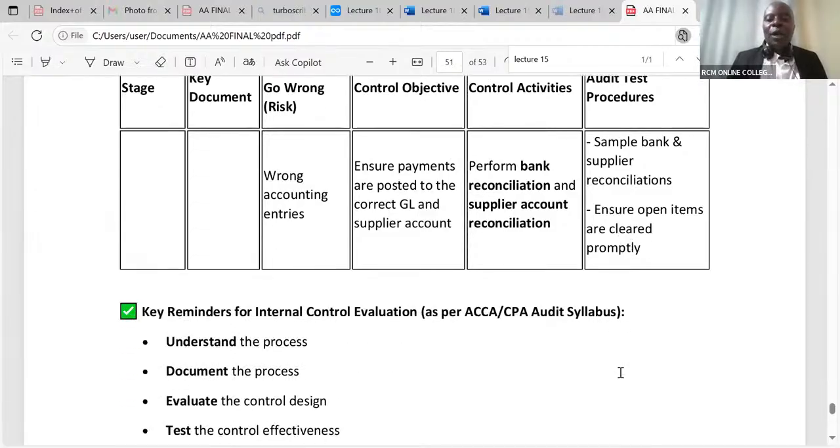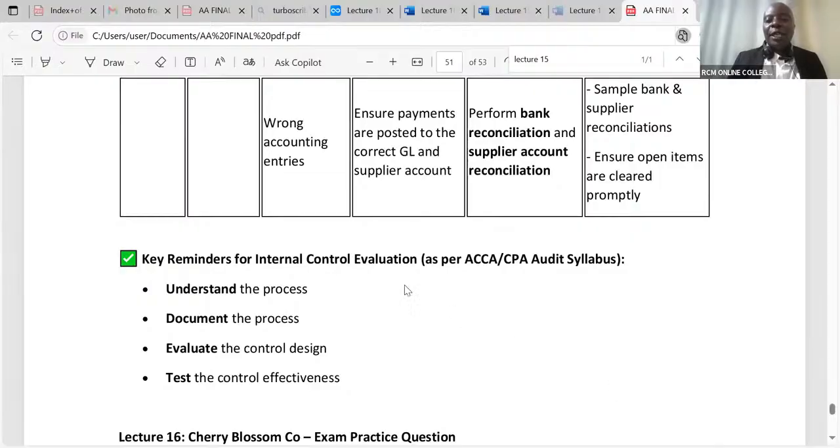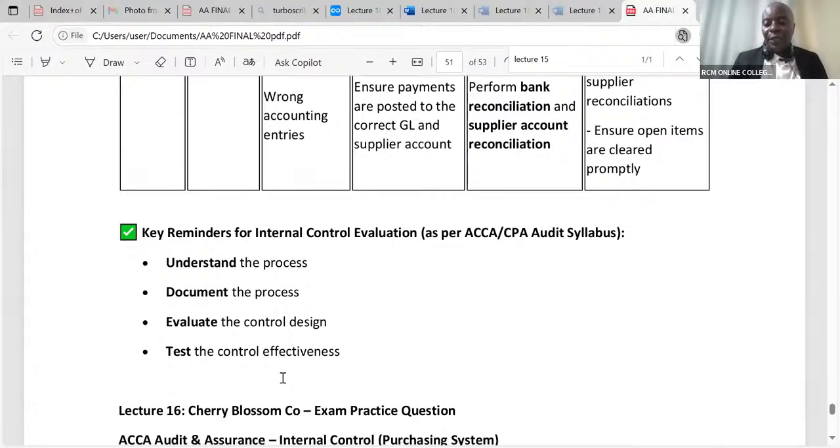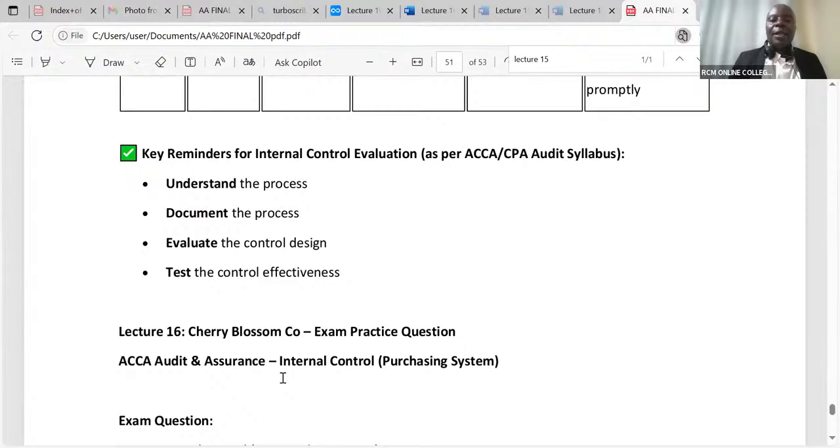So the key thing that I would want you to know here, key reminders for internal control evaluation: always ensure that you understand the process, document the process, evaluate the control design, and test control effectiveness. So now this brings me to lecture number 16.